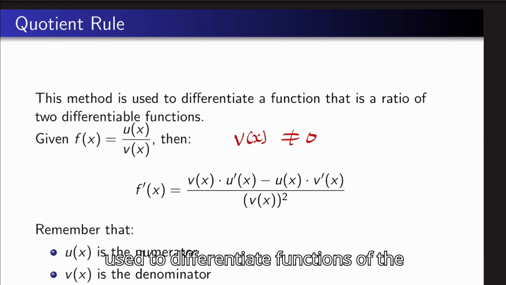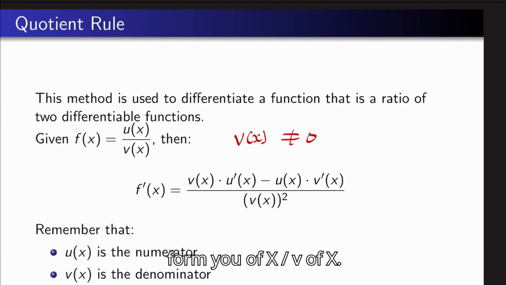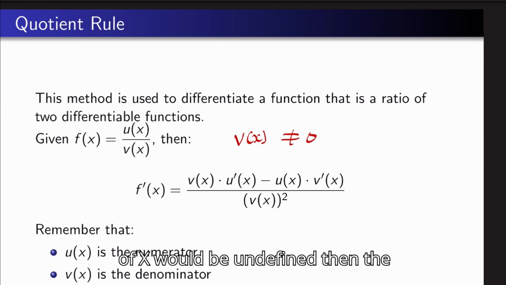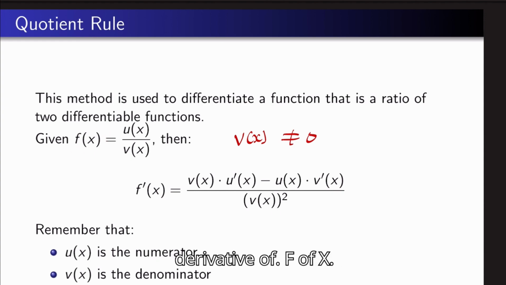The quotient rule is used to differentiate functions of the form u of x divided by v of x. So in this case, we expect v of x not to be 0, because if v of x is 0, then the function f of x will be undefined. Then the derivative of f of x is v multiplying u prime of x minus u multiplying v prime of x, all divided by v of x squared. So here u of x is the numerator and v of x is the denominator.